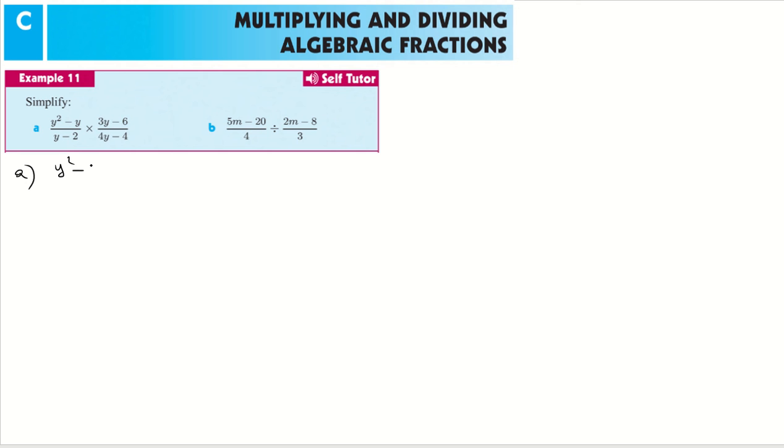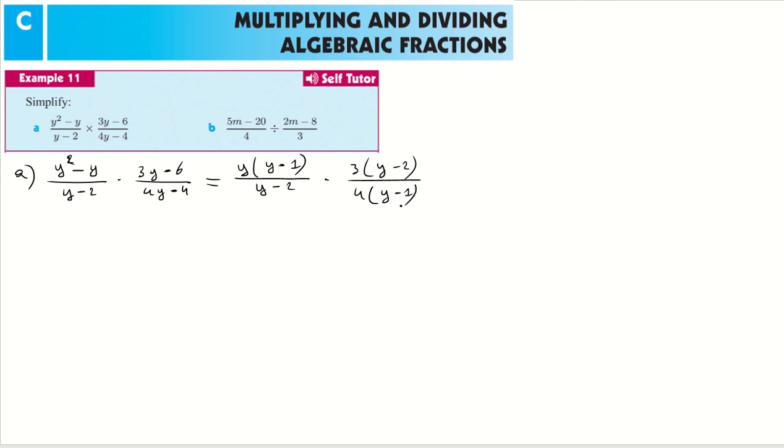Here we have y squared minus y over y minus 2 times 3y minus 6 over 4y minus 4. Okay, so what we have to do is, let's first of all try to factorize. So try to take something out. I have here y squared minus y. I can take a y out, and then y minus 1 is left. Here I have y minus 2 times, and here I can take a 3 out. Y minus 2 is left. Here I can take the 4 out. Y minus 1 is left.